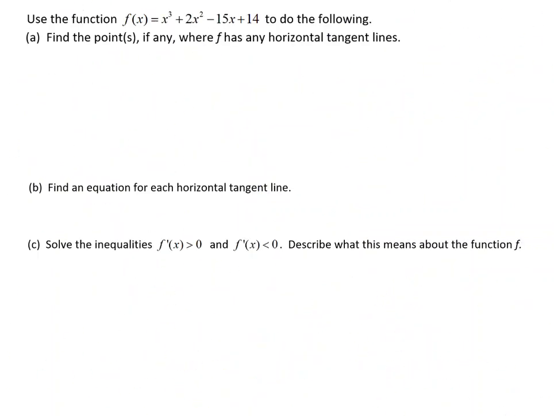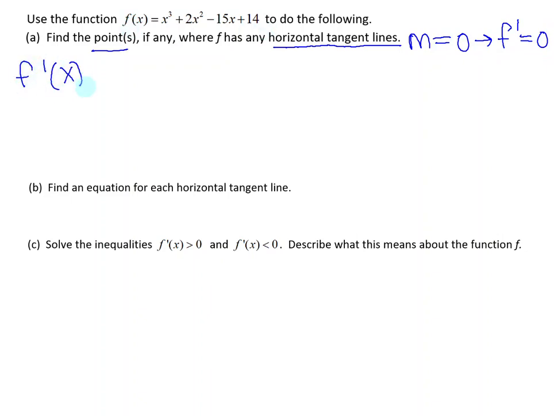Let's look at this example. Use the function f of x equals x cubed plus 2x squared minus 15x plus 14 to do the following. A. Find the points, if any, where f has any horizontal tangent lines. Remember that a horizontal line has a slope equal to 0, which of course means the derivative will equal 0. So that's where we'll begin, finding the derivative of our function.